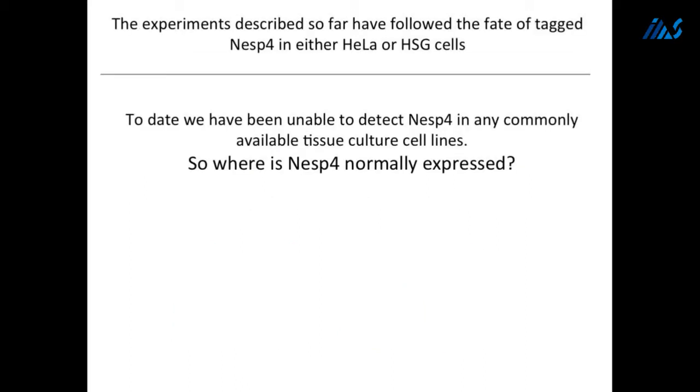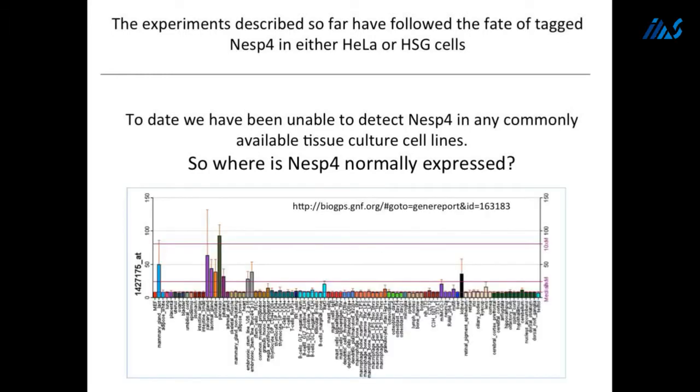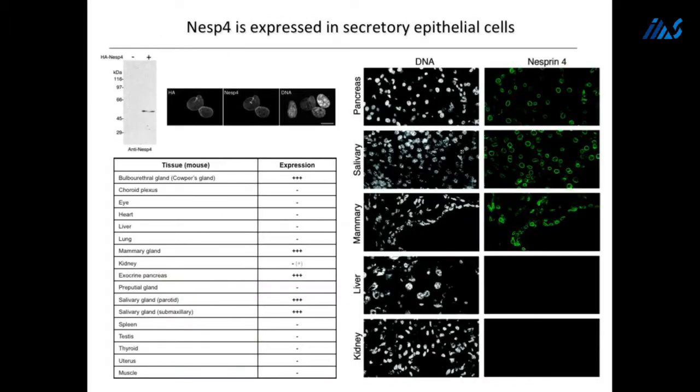So all of the experiments I've described to date described the fate of tagged Nesprin 4. So where is Nesprin 4 normally expressed? Well, I can't even read this, so I don't expect you to, but basically we find it in secretory epithelial tissues. So this is mammary tissue. Over here we have salivary gland, pancreas, and a few other things. But basically, Nesprin 4 is expressed almost exclusively in secretory epithelial tissues. Now, I'll say almost exclusively because in about 2 minutes I'm going to tell you that that's not actually correct.